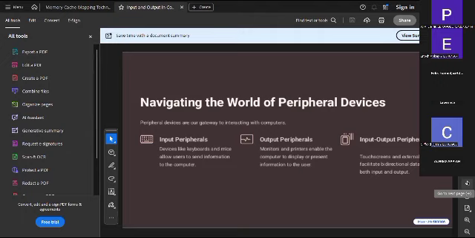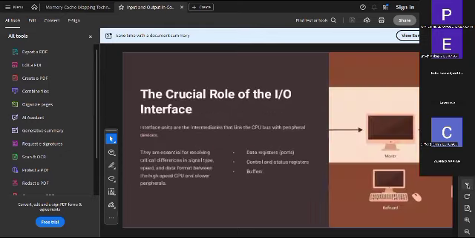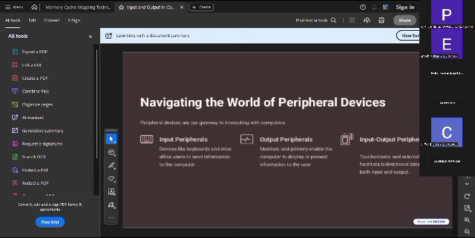When it comes to the output peripherals, monitors and printers enable the computer to display or present information to the user. So we receive data from the computer. Examples are the monitor, printer, and speakers. When we come to the input-output peripherals, touchscreens and external drives facilitate bidirectional data flow, both input and output, so it allows two-way communication. Examples are the touchscreen, external hardware, and the network card. My colleague will continue from there.